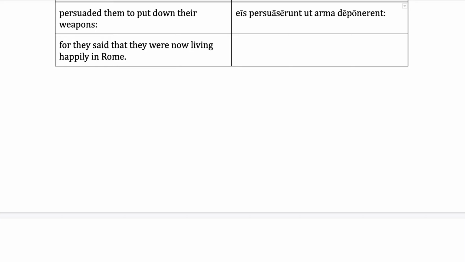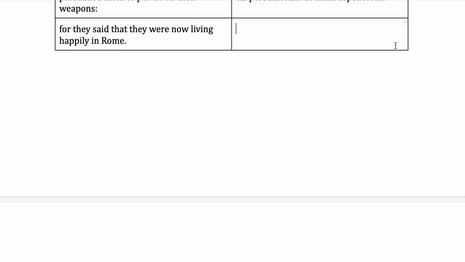And again, it's worth remembering that the tense of the subjunctive here is dependent on the tense of the first half of the sentence. So if this word, to persuade, were present tense, then this subjunctive would also be present tense. So here you'd have persuadent, and then here you would have deponant. You'd have present subjunctive. But in this case, because you've got a past tense here, you have a past tense in the second half as well.